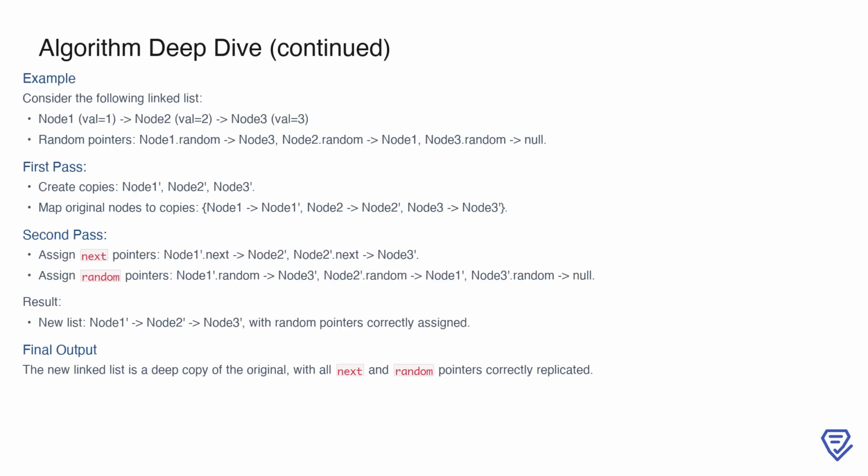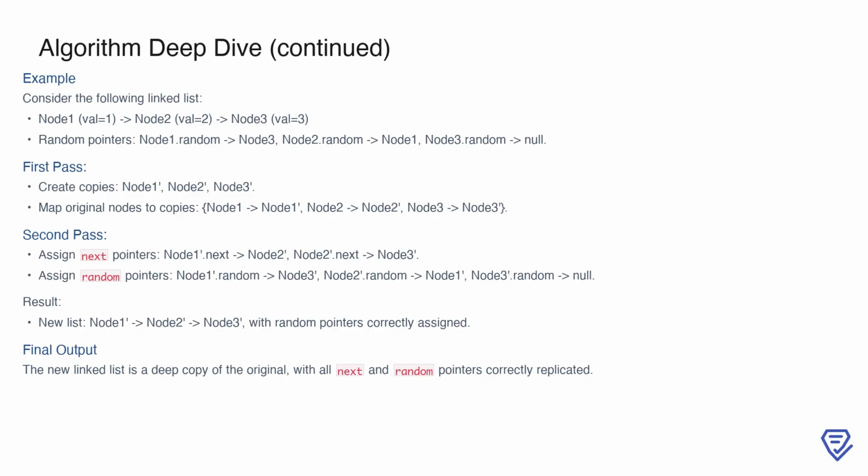To see the algorithm in action, let's consider an example. Suppose the original linked list has three nodes, node 1 with value 1, node 2 with value 2, and node 3 with value 3. The next pointers connect them sequentially, and the random pointers are as follows: node 1's random pointer points to node 3, node 2's random pointer points to node 1, and node 3's random pointer is null.